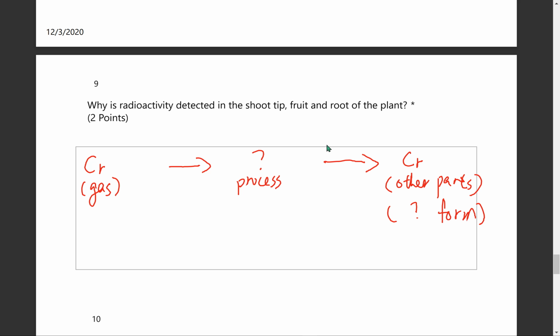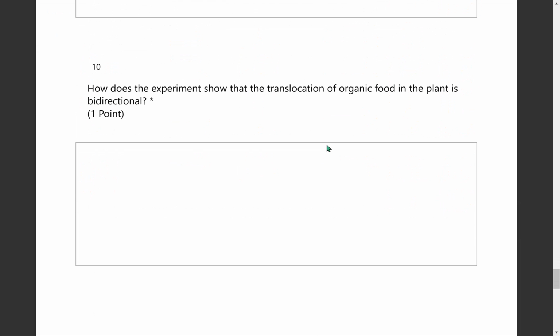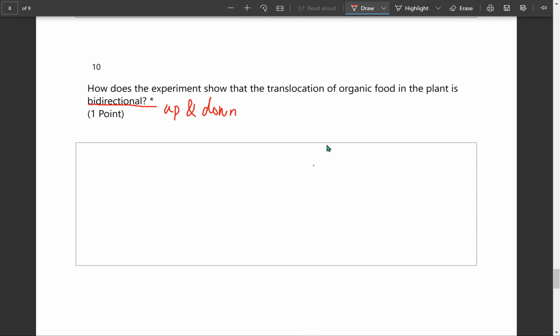Explain how the radioactive carbon is transported from the leaf to the other parts of the plant, and in what form is the carbon transported to the other parts of the plant. Okay, 2 marks. Then 1 point, how does the experiment show that the translocation of organic food in the plant is bidirectional? So bidirectional, which means up and down.